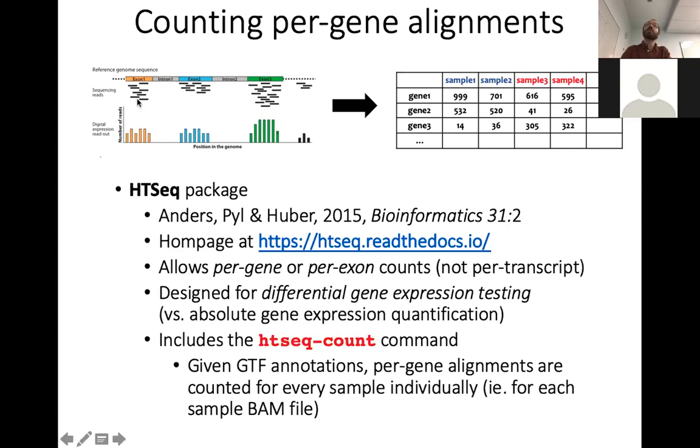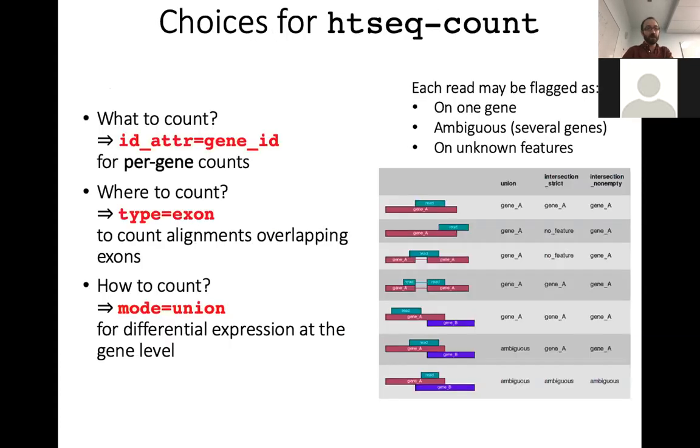So we give it our alignments. We also give it the GTF file, so where the genes are, and then it's going to just look at all the exons and which genes they belong to, and then count how many reads it can find for each exon.